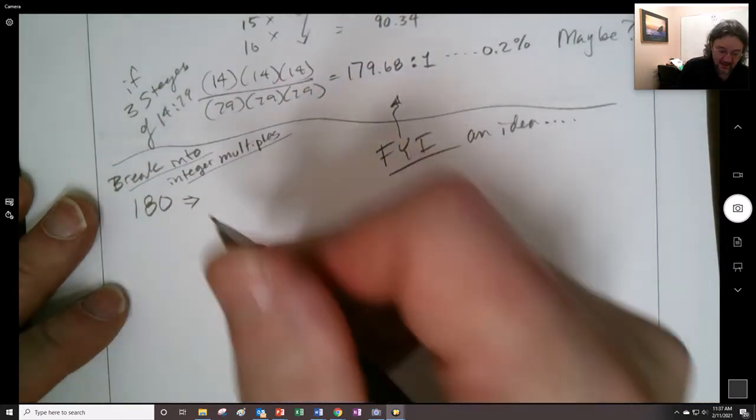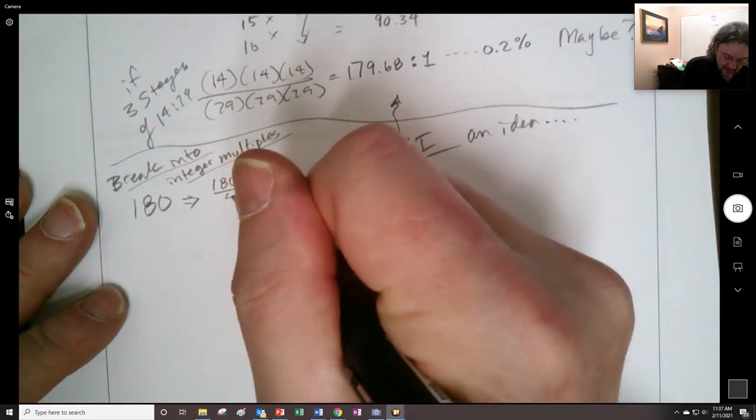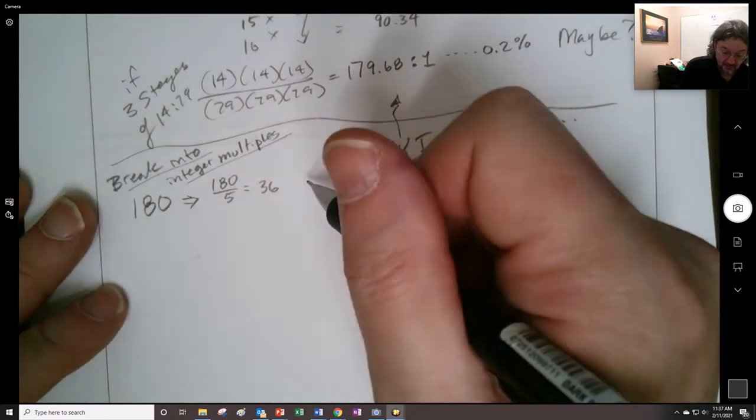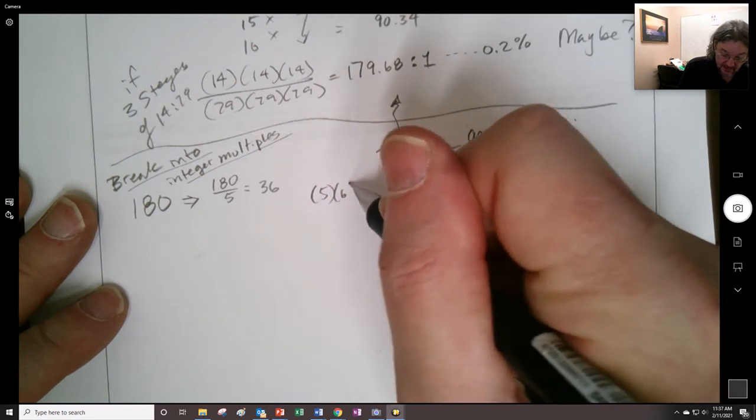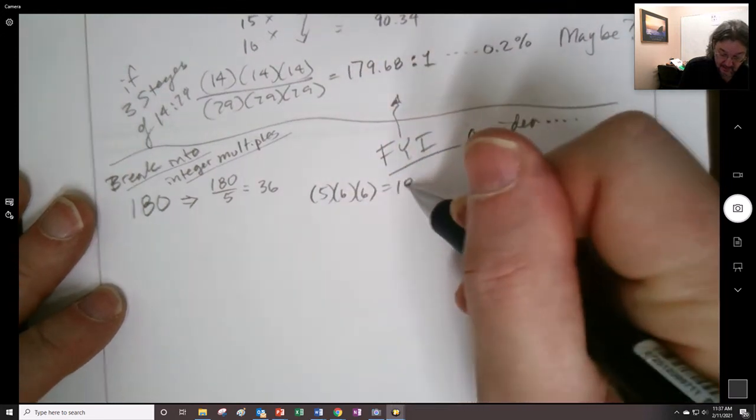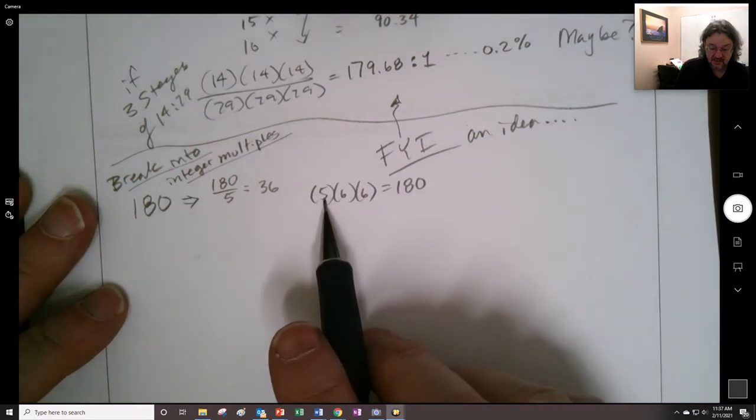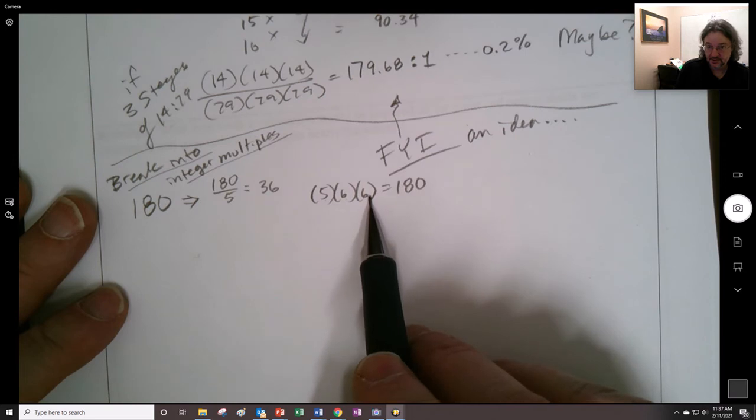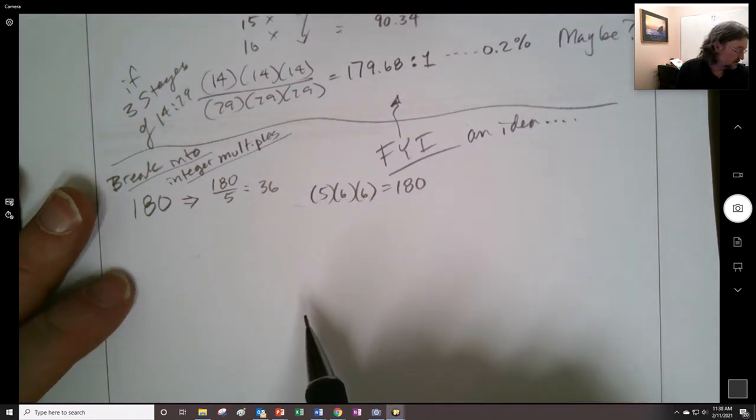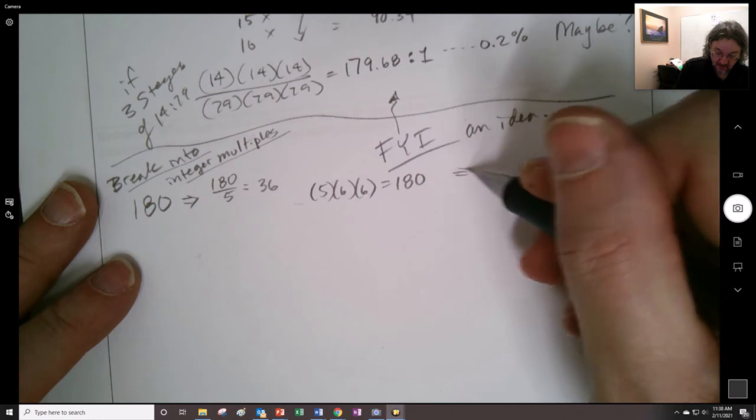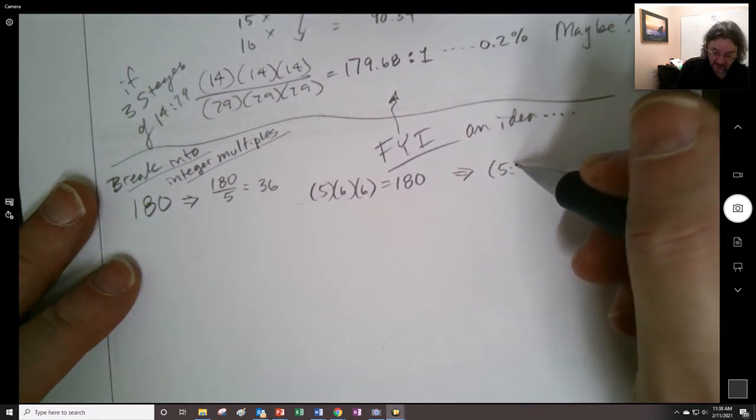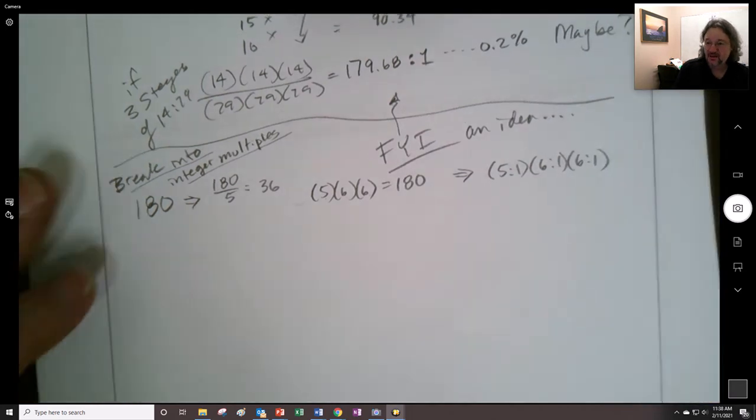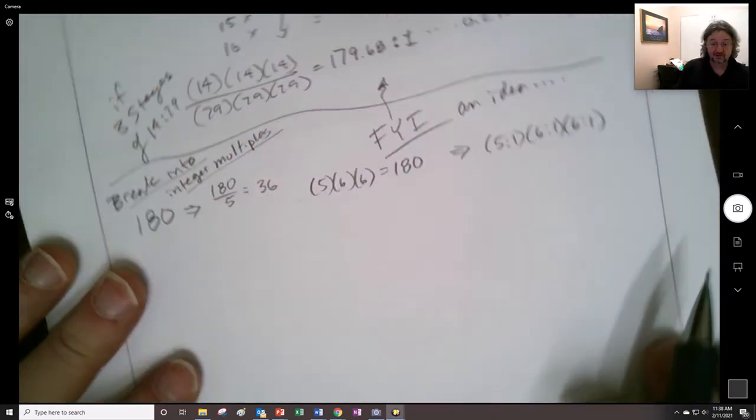Let's divide it by 5. 180 divided by 5 is equal to 36. Therefore, 5 by 6 by 6. So let's take a stage that's 1 to 5, a stage that's 1 to 6, and a stage that's 1 to 6. That might work. So we would get 5 to 1, 6 to 1, and 6 to 1. We might even want to mix it up and go 6 to 1, 5 to 1, 6 to 1. Maybe.